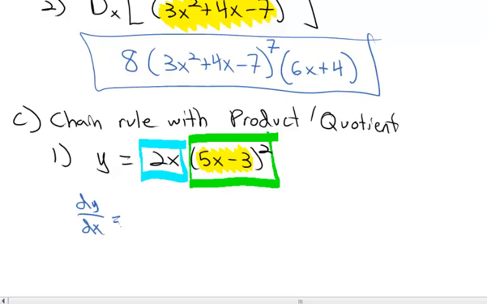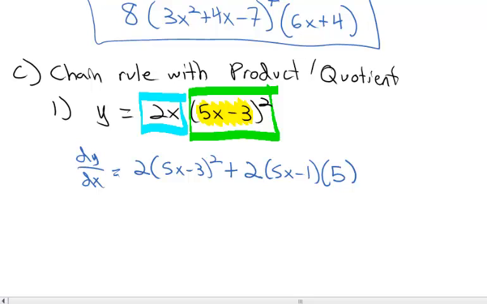Now, the product rule we should remember is the derivative of the first times the second plus the derivative of the second times the first. So the derivative of 2x is just 2 times the second, (5x minus 3) squared, plus the derivative of the second. Here's where we're going to have to use the chain rule. We've got guts squared. Pull the 2 out front and subtract 1 from the exponent. 2 times (5x minus 3) to the first. And that's okay as long as we multiply by the derivative of the guts. The derivative of 5x minus 3 is 5.